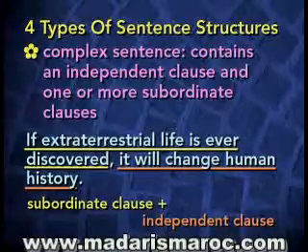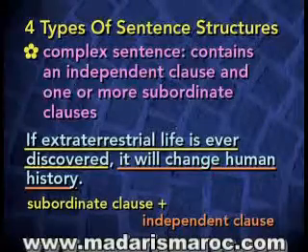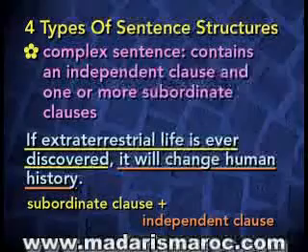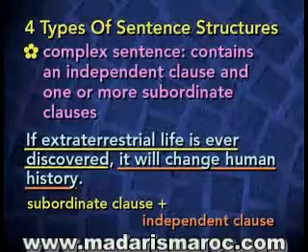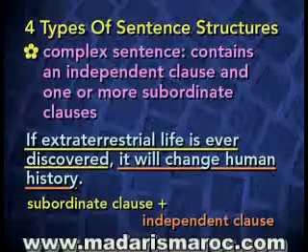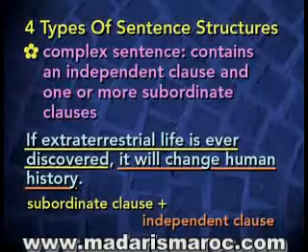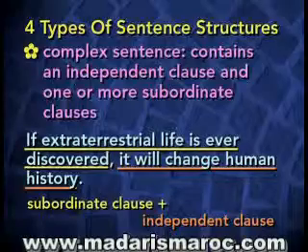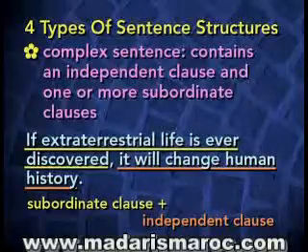If extraterrestrial life is ever discovered, it will change human history. The first clause sets up a possibility, and the second clause explains what would happen if that possibility comes true. So the two clauses work together to express one complete idea. And therefore we have a correct sentence which is known as a complex sentence, because that's what a complex sentence does. It combines two different kinds of clauses, one an independent clause and the other a subordinate clause, makes them into a whole to express a single thought.